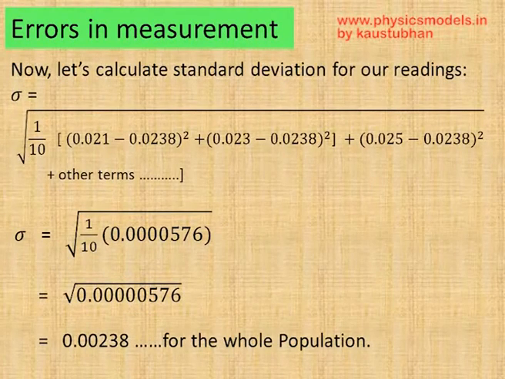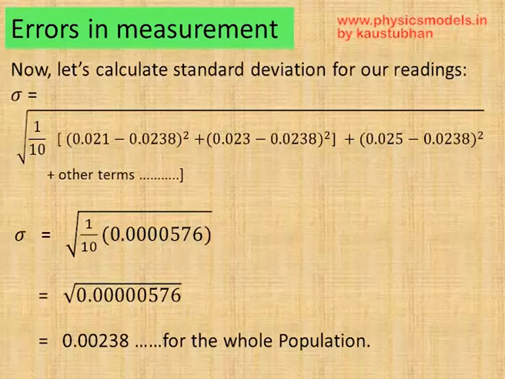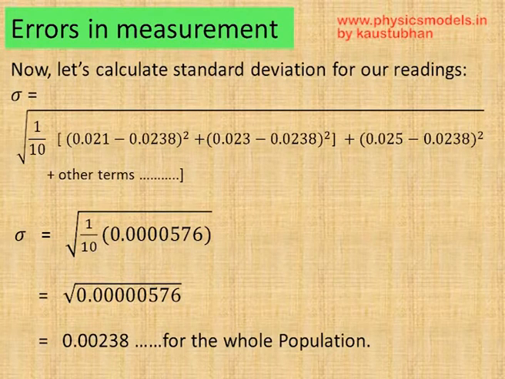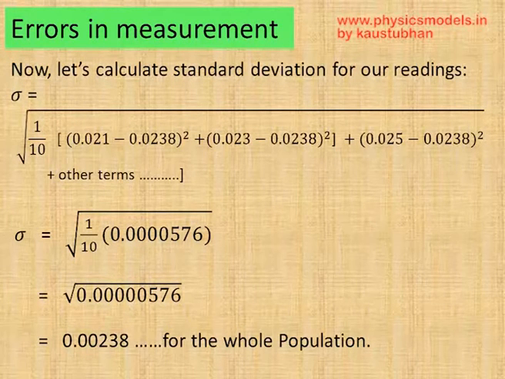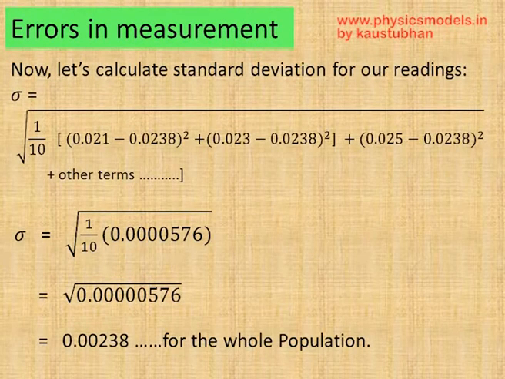Let's calculate the standard deviation for the 10 readings that we had. So inside the root we take the mean, that's 1 by 10, and inside the brackets we do x1 minus mu whole squared plus x2 minus mu whole squared right up to x10 minus mu whole squared. With that we will get the value of sigma as 0.00238 for the entire population.